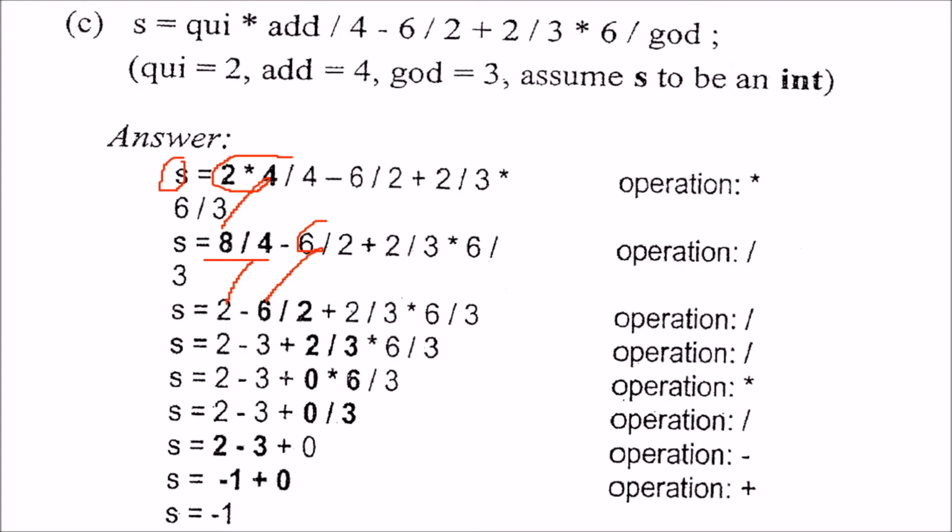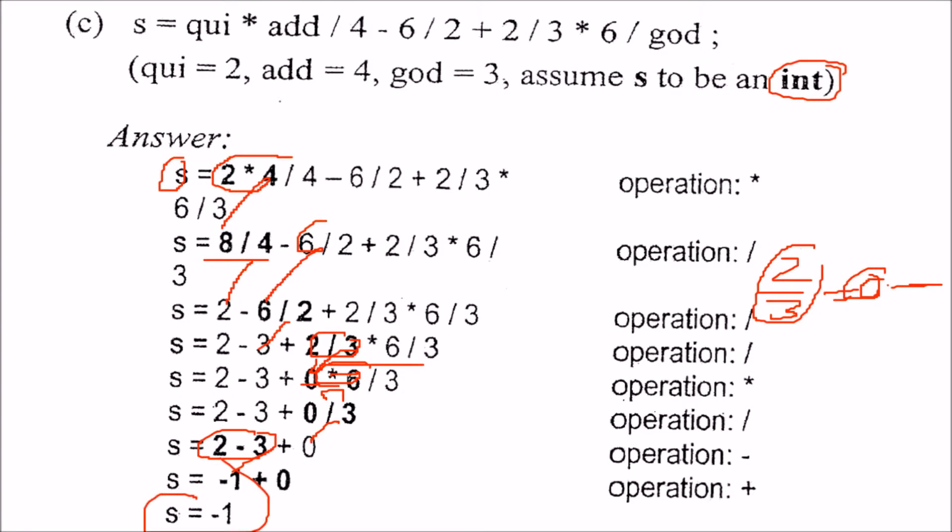Then we have this, what we have to do here. See, we'll do this operation first, 2 by 3. 2 by 3 will be, as we know, some 0 point something, but because these two are integers, we'll discard the decimal point, only 0 will come. And 0 into 6 is again 0. And 0 by 3 is again 0. Now we are only left with 2 minus 3. 2 minus 3 is minus 1. And since it is an integer, S can be minus 1.